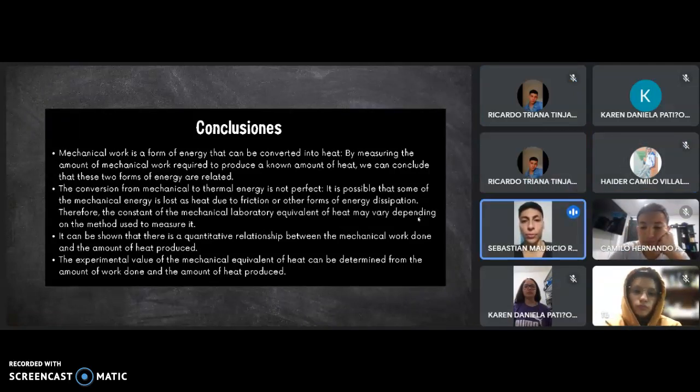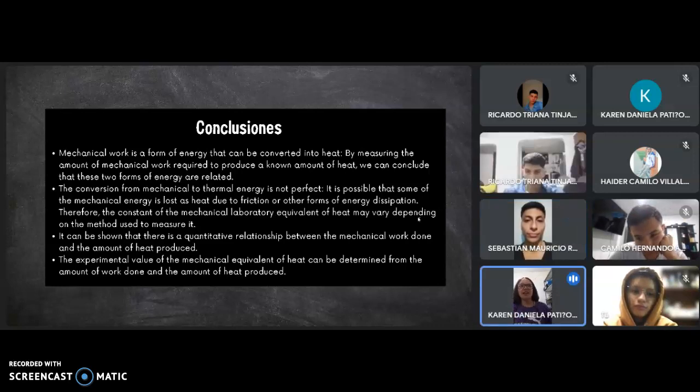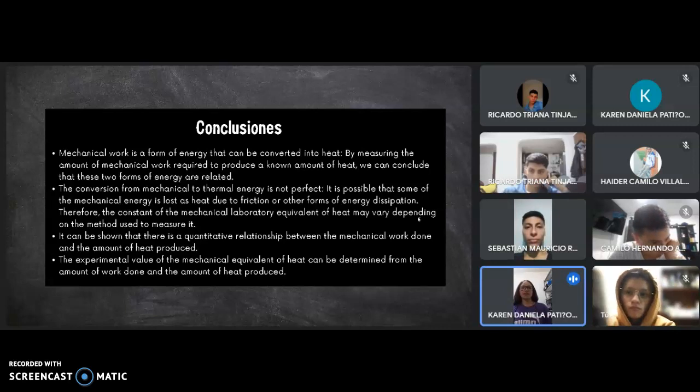And conclusions. In total, there are 8 conclusions. The first 4 are: number 1, it can be shown that there is a quantitative relationship between the mechanical work done and the amount of heat produced. Number 2, the experimental value of the mechanical equivalent of heat can be determined from the amount of work done and the amount of heat produced.